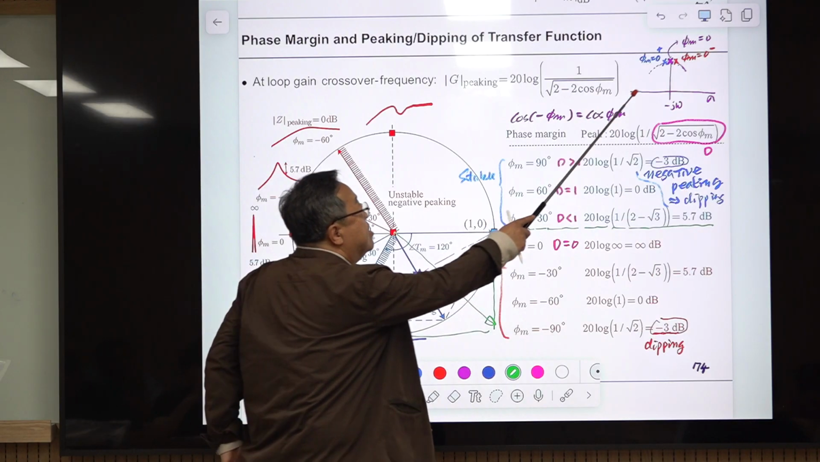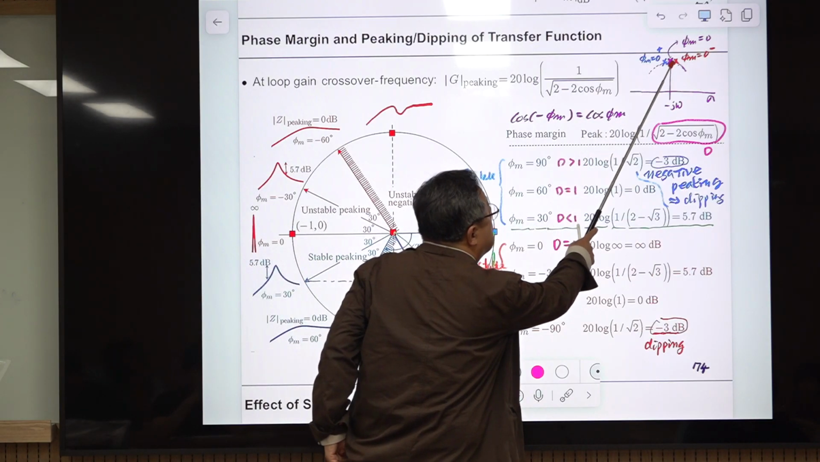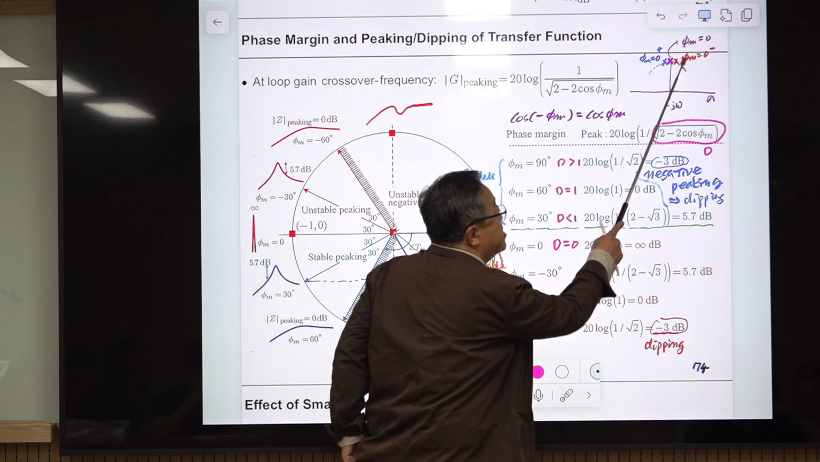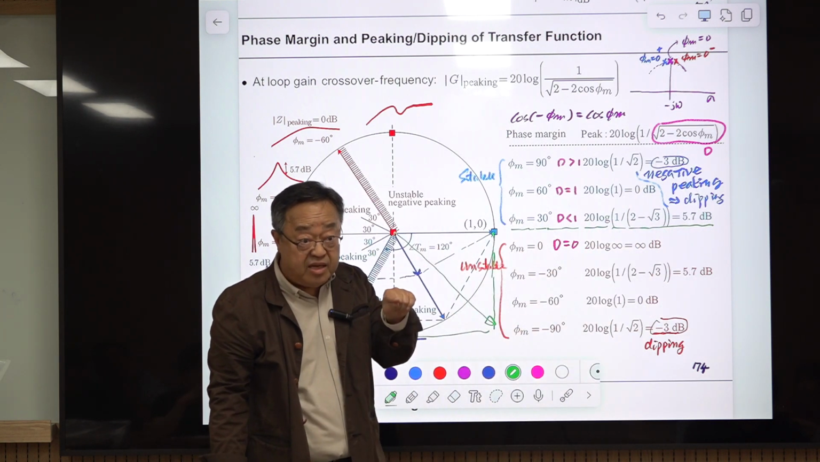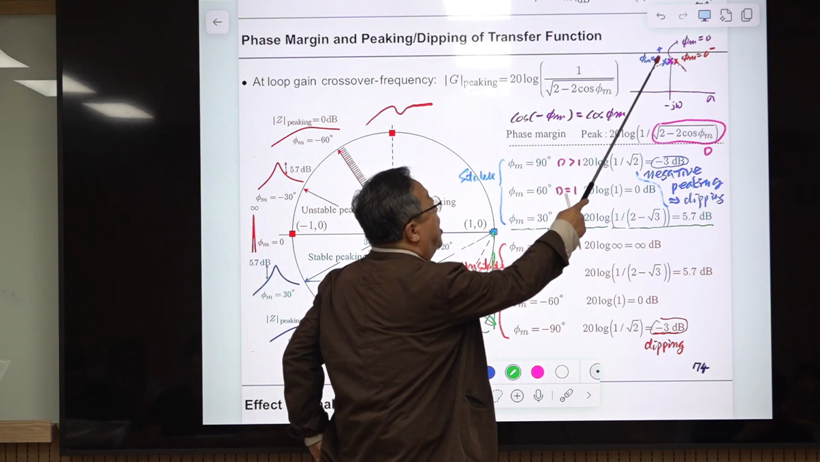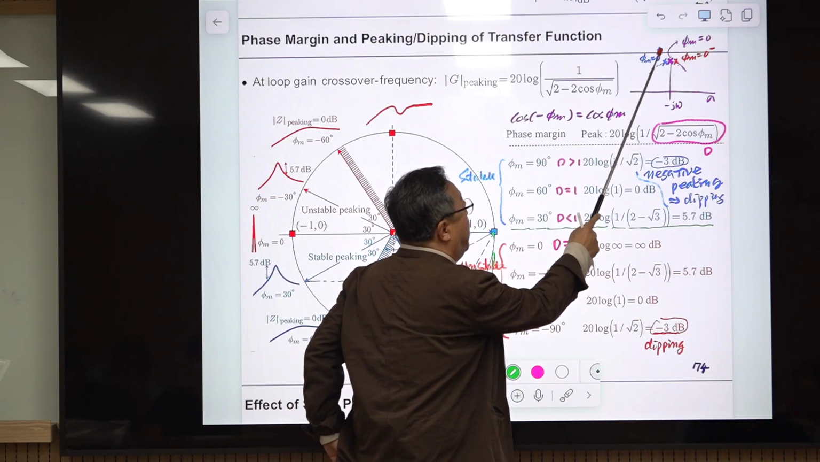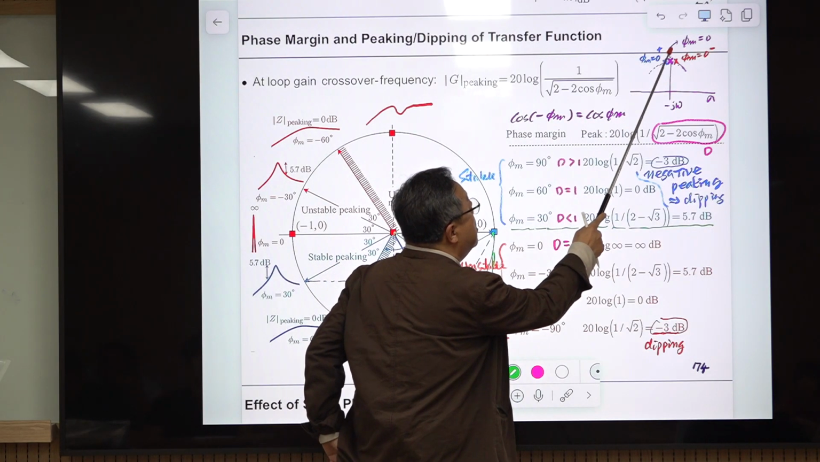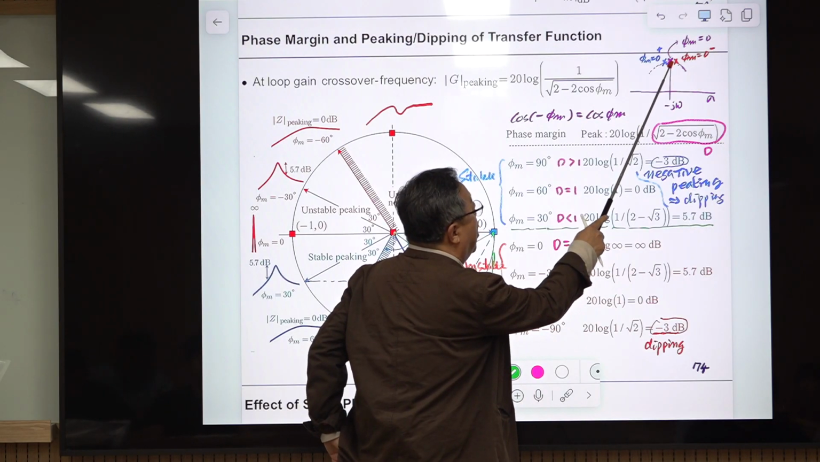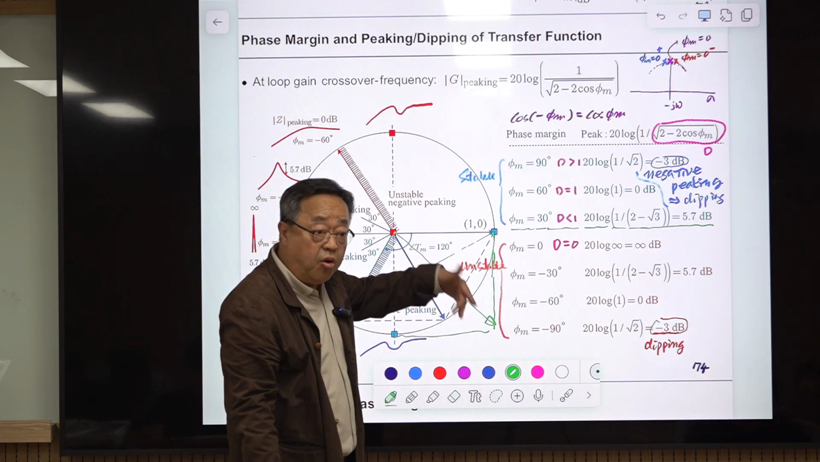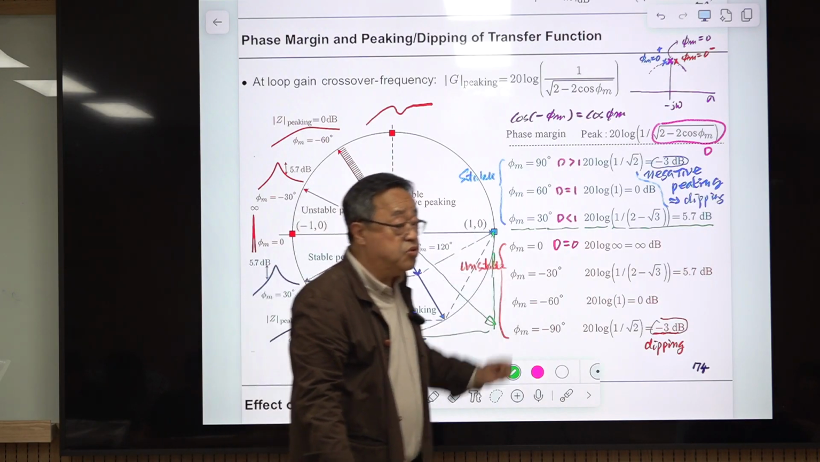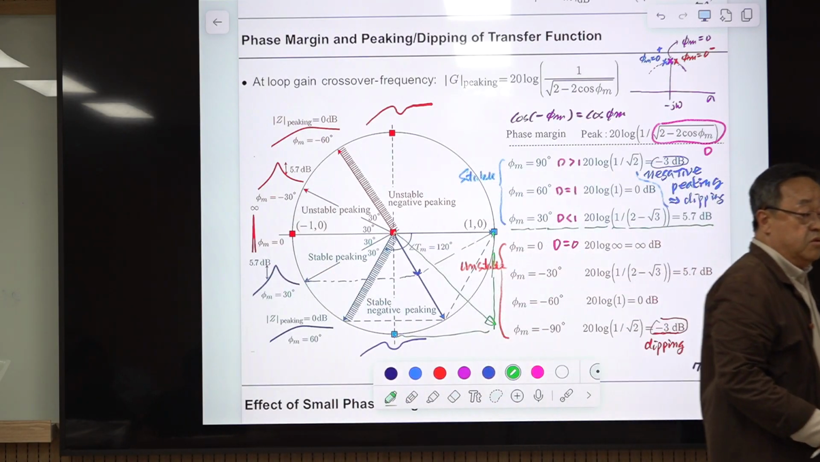And this one is slightly right-hand side of this. Then phase margin is negative, very small, but still negative, 0 minus. And this one, phase margin is very small, but still positive. So this one is the stable one. This is the oscillatory one. This is the unstable one. Okay. So this is the way of understanding this in terms of the root locus.